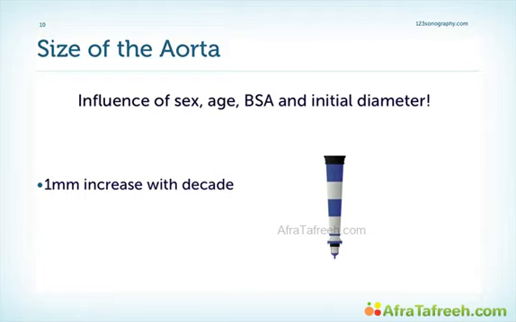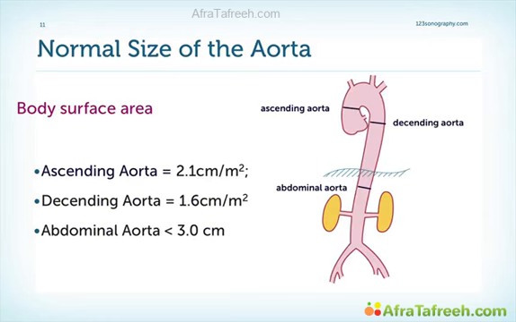So the size of the aorta does not only depend on where you measure, but also on other factors, such as sex, age, body surface area, and also on the initial diameter. Usually there is an increase in the diameter of the aorta of 1 millimeter per decade. And here are the normal values for the aorta related to body surface area. The ascending aorta 2.1 centimeters per square meter, the descending aorta 1.6, and the abdominal aorta should be below 3 centimeters.